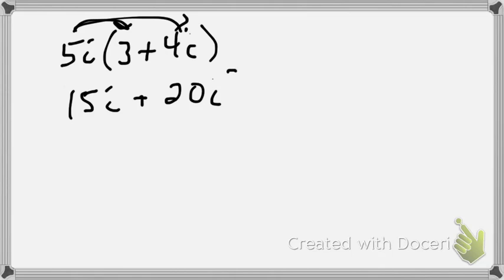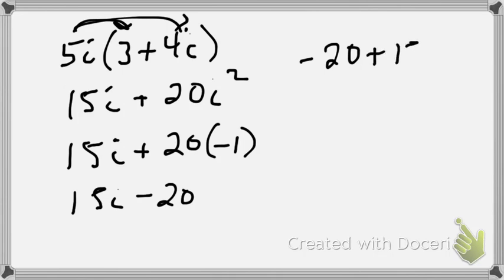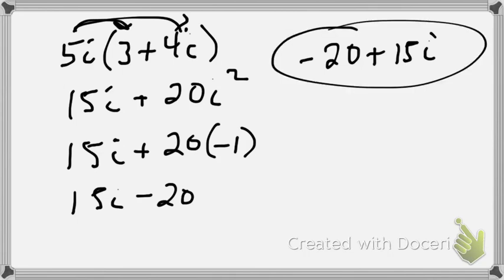I times i is i squared. Now, what do we know about i squared? i squared equals negative 1. So we have 15i plus 20 times negative 1. So we have 15i plus, actually, plus negative 20, which is the same thing as minus 20. Now notice how we have the imaginary part in front of the real part. We want to switch that to negative 20 plus 15i. There's your answer. Okay, next one.